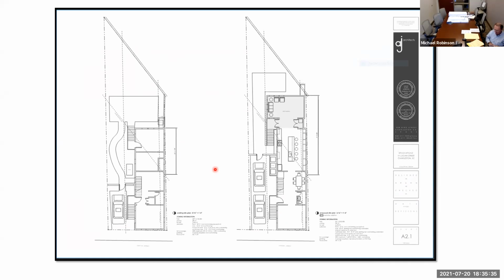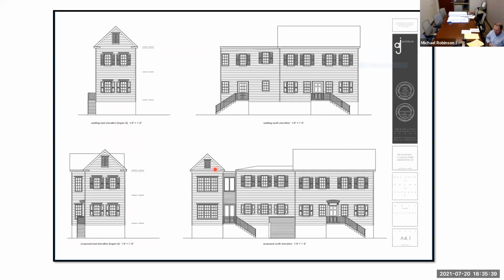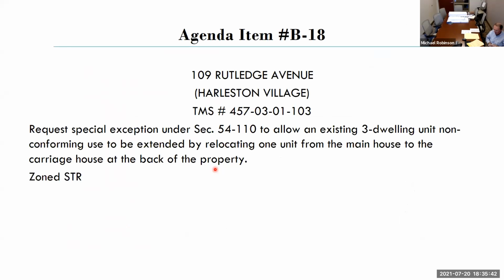Next item on the agenda, 109 Rutledge Avenue, Charleston Village. Request special exception under section 54-110 to allow an existing 3-dwelling unit non-conforming use to be extended by relocating one unit from the main house to the carriage house at the back of the property, zone STR.